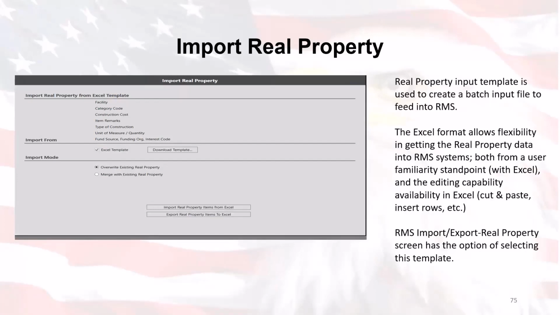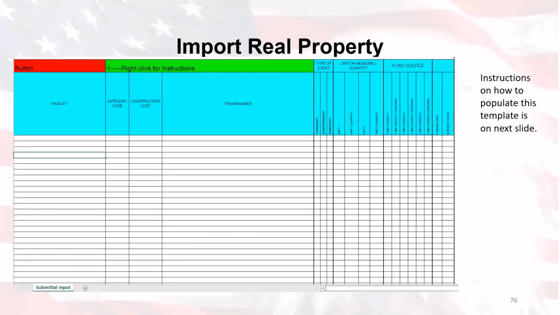But once it's done in Excel, you can go ahead and import that data into the real property screen and use the options available. So the real property input template is used to create a batch input file to feed into RMS. The Excel format allows flexibility, as mentioned before, and then once you import it, you'll choose one of the import options. The overall template file looks as follows. The instructions on how to populate this template file: you right-click on the red area where it says button, and it'll pop up an information screen that shows you all of the information you need to know on how to utilize that particular section.